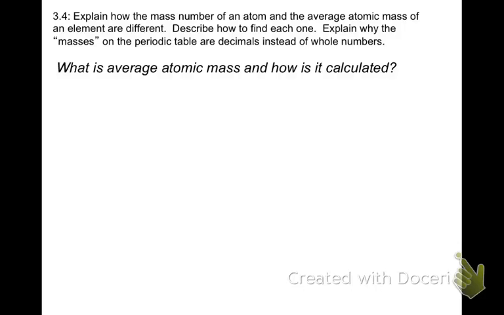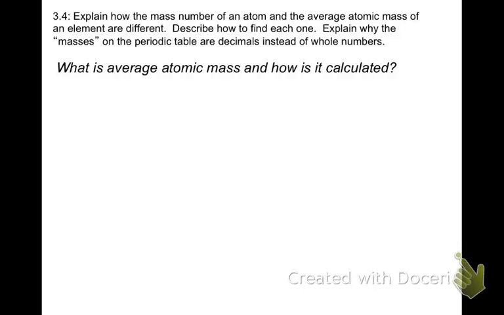These are notes for 3.4, and in 3.4 we're going to talk about average atomic mass and how that is related to the mass number of an atom. So first we're going to explain how those two numbers are different, and we're going to describe how each one is found. Part of this is explaining why the masses you find on your periodic table are actually decimals instead of whole numbers. We have actually talked a little bit about that being an average. Today we're going to talk about how that average is calculated.